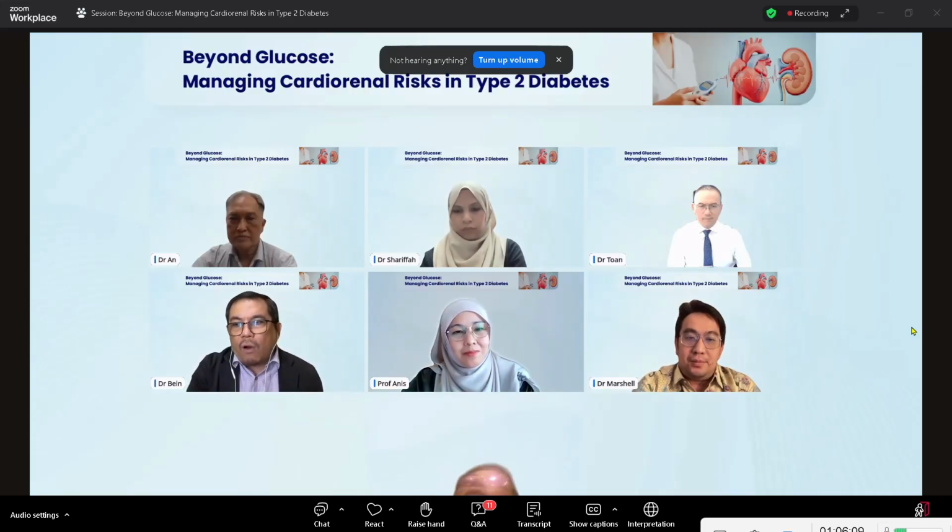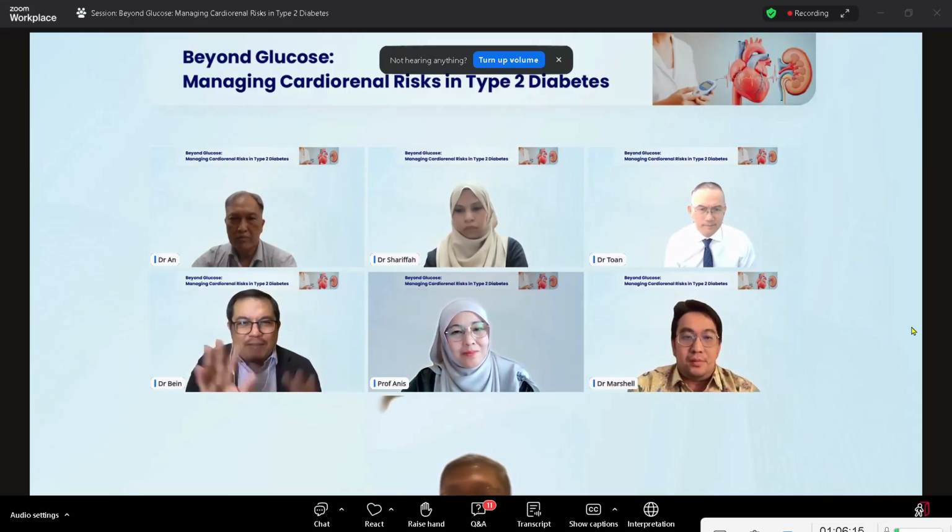Now there is also a dictum called fire and forget. You basically give the high intensity statin and you don't need to repeat the LDL as long as there are no side effects of the drug. But I personally would want to repeat it as early as a month, or not later than 3 months, to make sure I was able to reach more than 50% reduction in the LDL cholesterol.